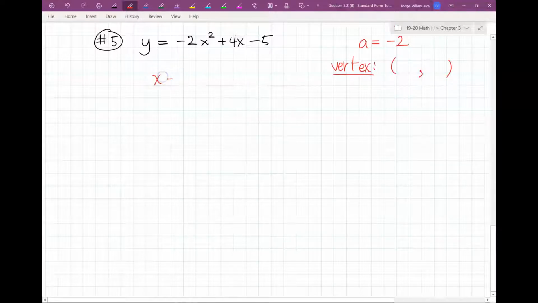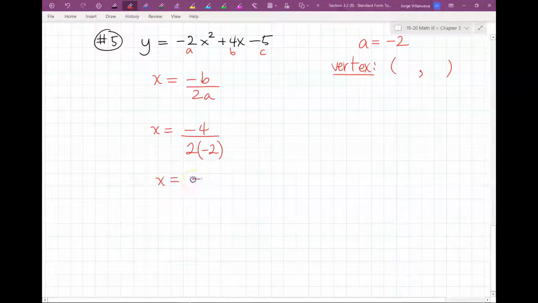So I've got to use x equals negative b over 2a. Remember, this is a, b, and c in my equation. So my b value is a 4. So I'm going to write x equals negative 4 over 2 times a, which is negative 2. So that's negative 4 over negative 4, which is equal to a positive 1. So I'm going to put that right there where my vertex is, a 1.